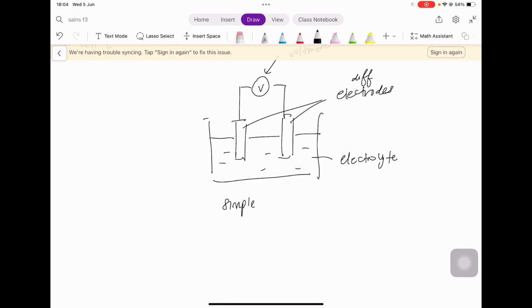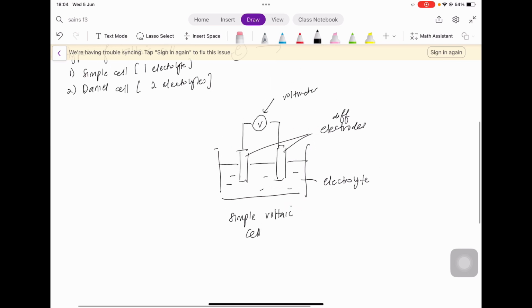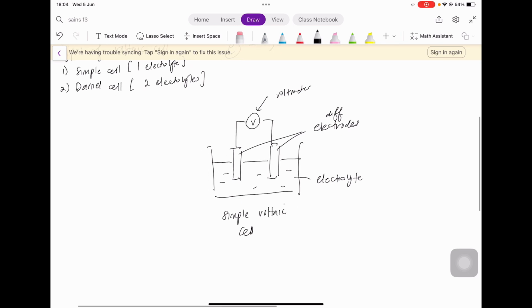Okay, simple voltaic cell. So biasalah, this is sangat biasa. It's like electrolysis also, but electrolysis would have the same electrodes. Now for voltaic cell, apa yang berbeza is instead of battery, we have voltmeter. Instead of the same electrodes, now we have different electrodes. Okay, clear? Now how about the Daniell cell?